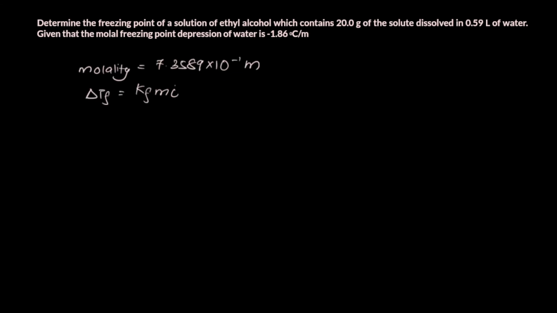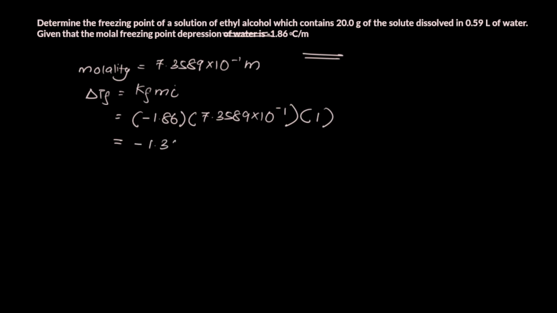Right, so up next we are going to find the delta TF. The delta TF is equivalent to KF. KF is given in the question, which is negative 1.86. And the molality is 7.3589 times 10 to the power of negative 1. And since this is ethyl alcohol, it should not dissociate, so your Van Hoff factor should be equivalent to 1. Therefore, your delta TF is equivalent to negative 1.3687.